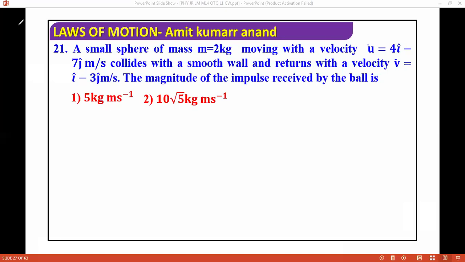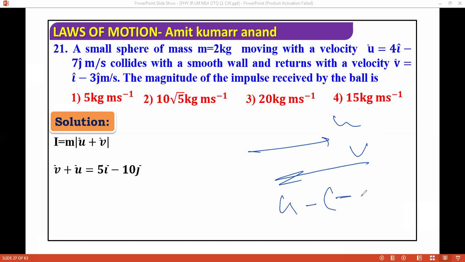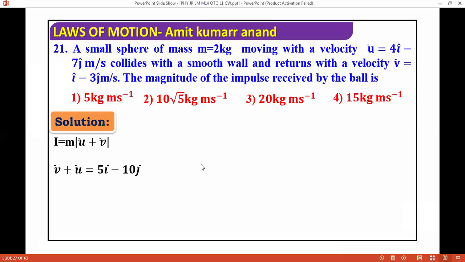This is a very good question, again a good level of questions. If you understood the concept, you can do it easily. So why are we adding here? You are going with speed u and return with speed v. If you see the difference, u minus of minus v, so it will come u plus v. That's why we are doing m(u plus v). Clear? So the impulse will come to 10 root 5. From here you can say impulse is directly 10 root 5.